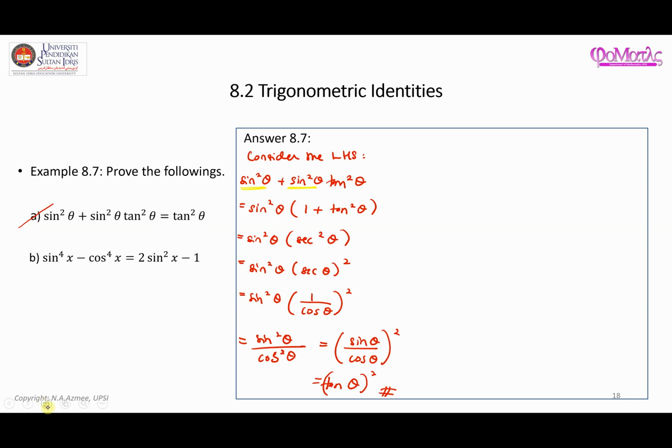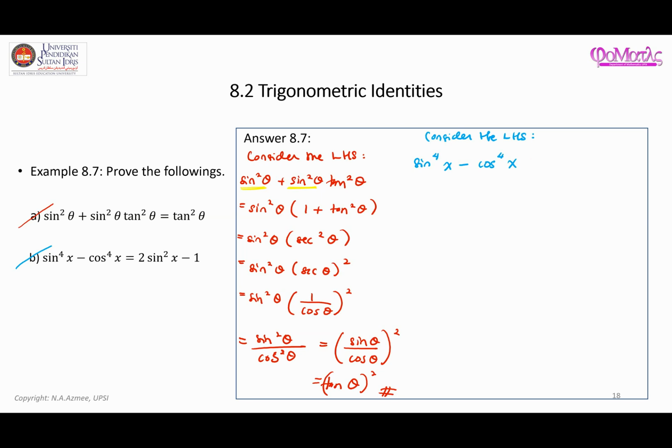Okay, now let's look at the next example. This example. Let's say I consider the left hand side, where I have sine to the power of 4 x minus the same term.